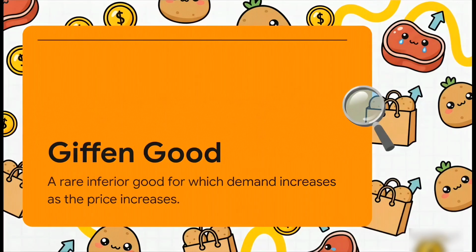The price of potatoes went up. This made desperately poor families feel so much poorer that they could no longer afford any meat at all. So what did they do? They had to cut out the meat and buy even more of the now pricier potatoes just to get enough calories to survive. The price went up and people bought more of it. It's a total paradox, but it's real.